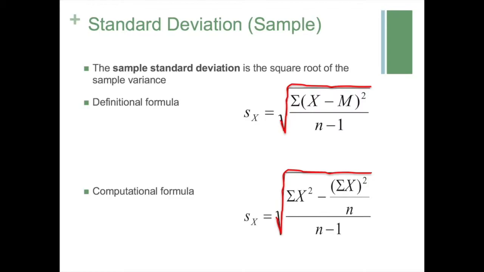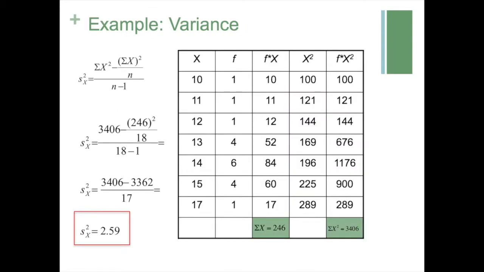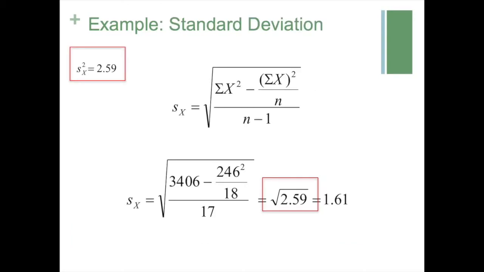So, as we've seen before, the standard deviation formula is the same thing as sample variance, just with a square root put over that whole computational formula. So, going back to our example from the variance that we've just calculated, we calculated a variance of 2.59. To turn that into a standard deviation, we take the square root of this and we get a standard deviation of 1.61. Very straightforward.